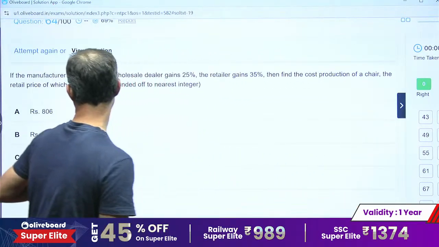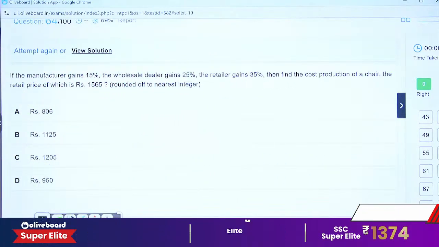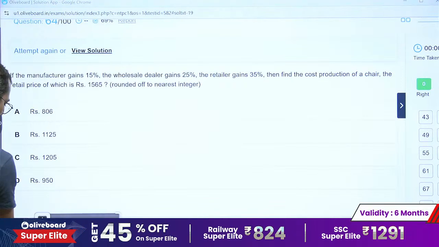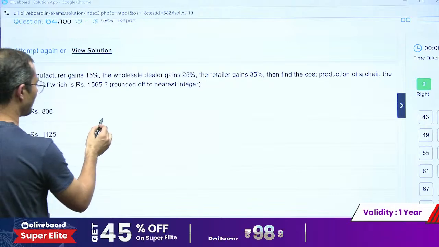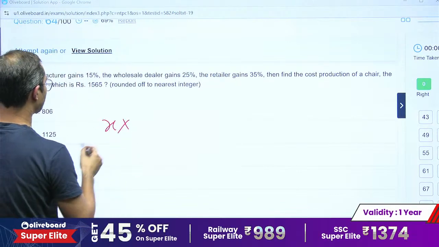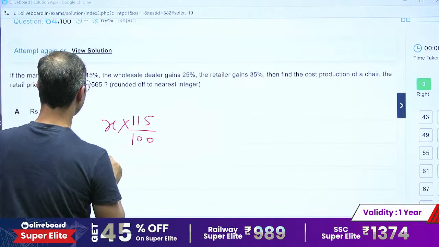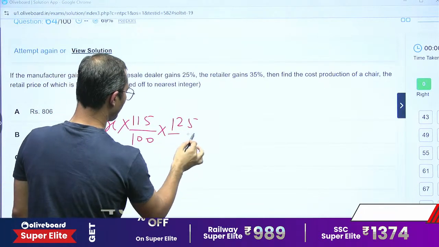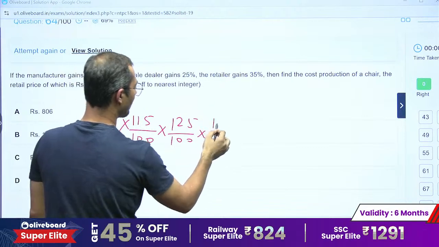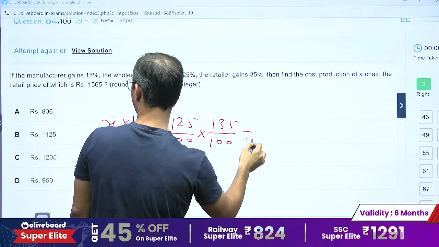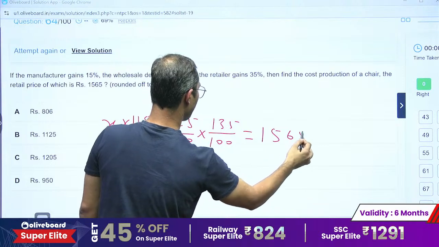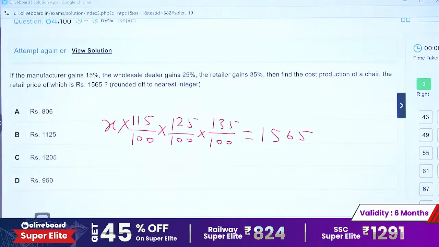Tell me what is the answer for this question. See, the manufacturer gains 15%, wholesaler dealer gains 25%, retailer 35%. Then find the cost of production of the chair, if the retail price is 1565. See, let the cost price be X, right? So we can say that the selling price from the manufacturer's point of view is 125%, and from the retailer 135%, right? So this is going to be equal to 1565, right?